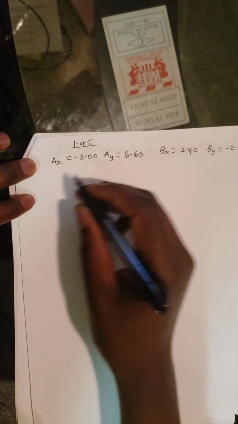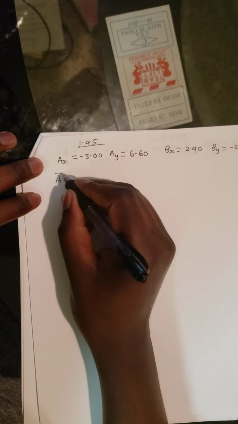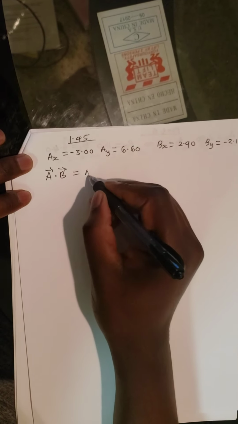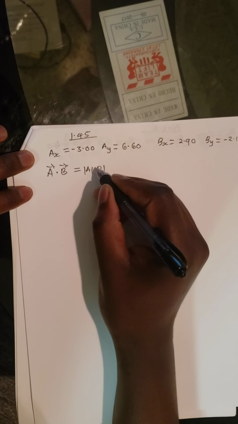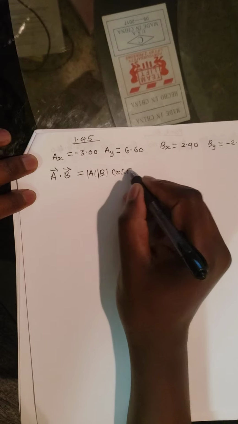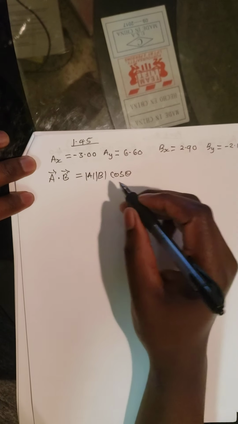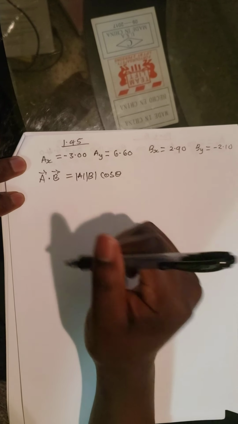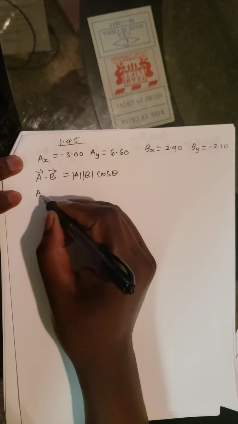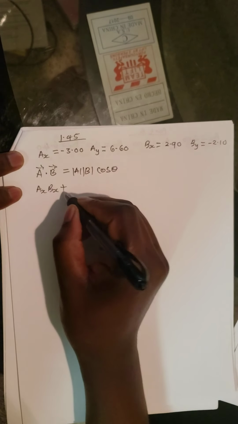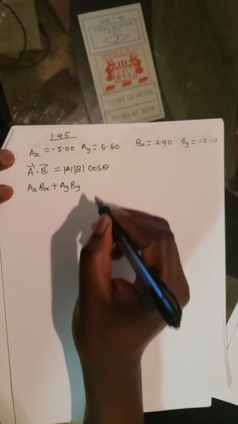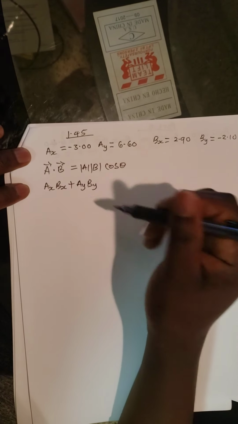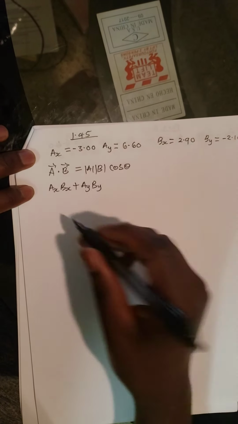To find the angle, the formula we know is that the dot product of vectors A and B is given as the magnitude of vector A multiplied by the magnitude of vector B cosine theta. The dot product of vector A and B is also given as AX BX plus AY BY. This is the x component of A times the x component of B, added to the y component of A times the y component of B.